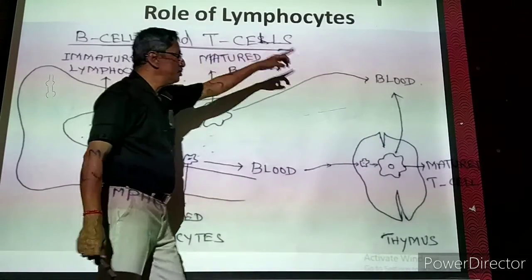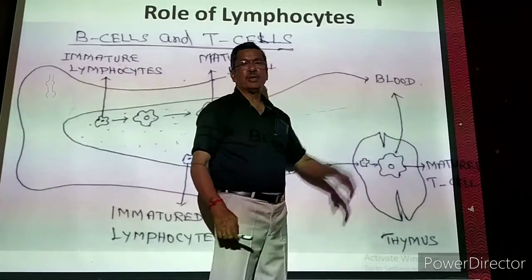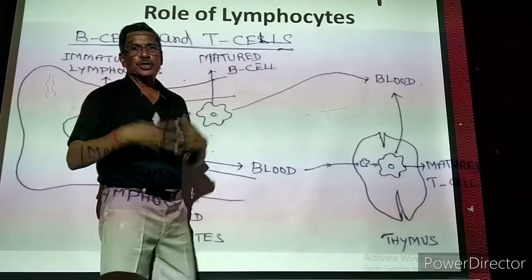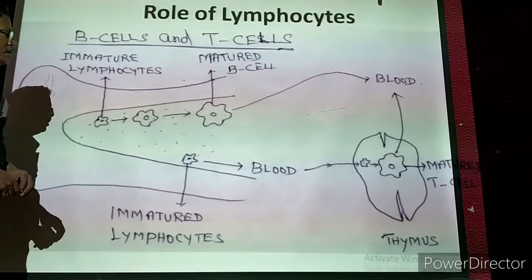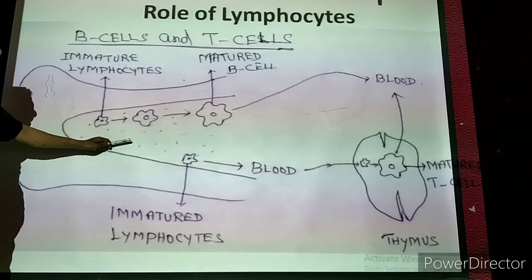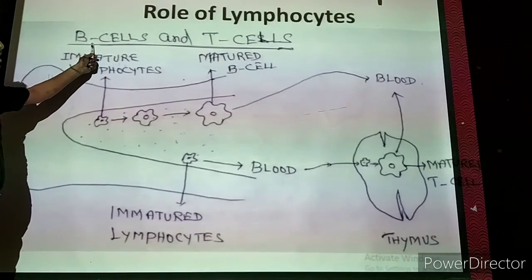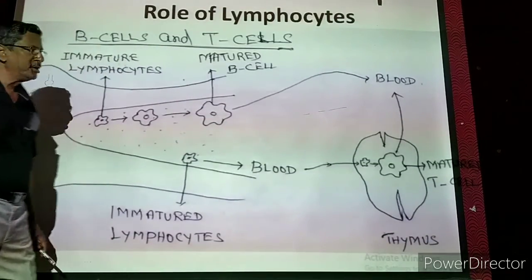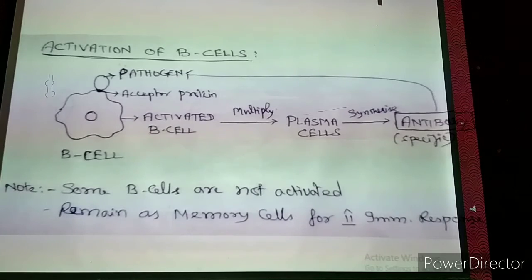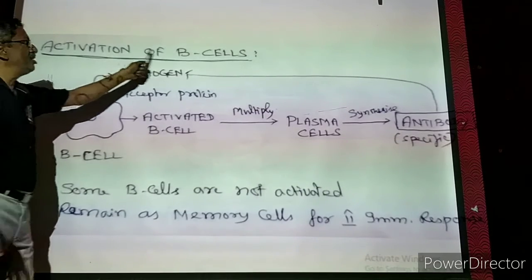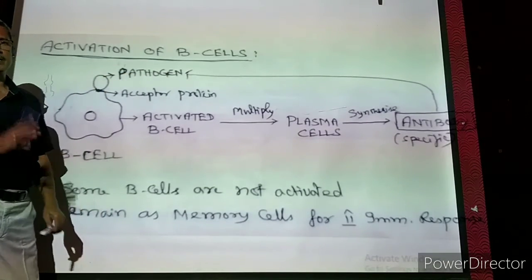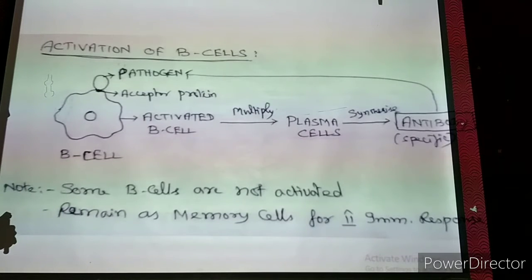So B cells are coming to the blood, T cells are also coming to the blood. B cells and T cells join together, and they can attack the microorganism. So that is the explanation of how B cells are formed and how T cells are formed. Now we come to the activation of B cells, how the B cells work. As far as immunity is concerned, we have to see how the B cells are working.